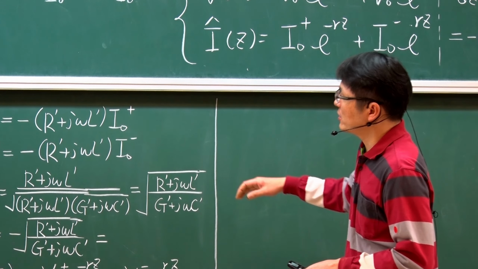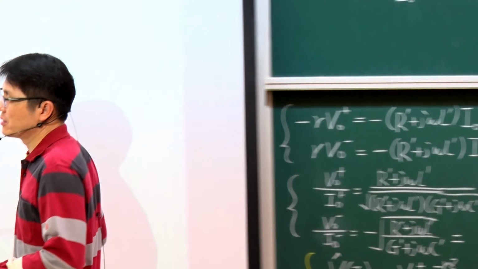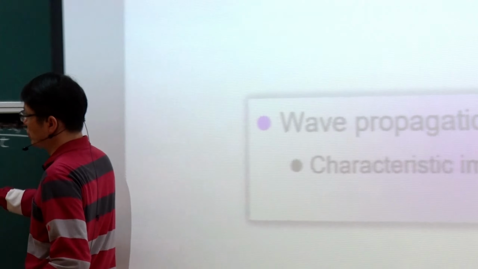I tend to use lowercase letters, like lowercase i, lowercase v, to represent the parameter in the time domain. But after I transform to the phasor representation in the frequency domain, I like to use capitalized letters and then add the hat to more pronouncedly state it's working in the frequency domain. All right, so let's continue.